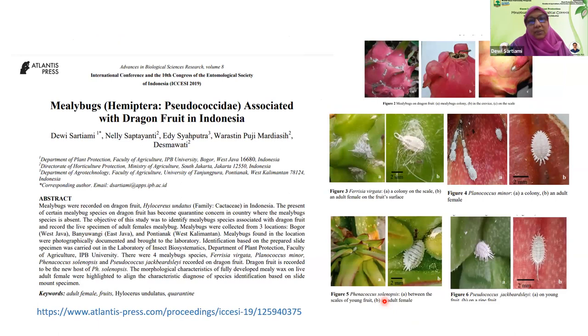Okay, after that, we recognized that the dragon fruits that we export to other countries still contain some mealybugs. So there is research there. There are another four species of mealybugs. In this paper, they were recorded in three places: Kalimantan, and Java, in two provinces, West Java and East Java. So there are a lot of species here we have already recorded.